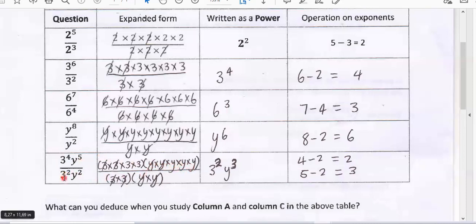Now same thing in your denominator, we have 3 to the exponent of 2. That means I must multiply the base, which is 3, 2 times by itself. So we're going to have 3 times 3.